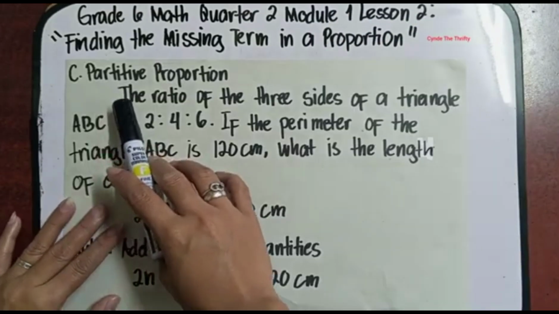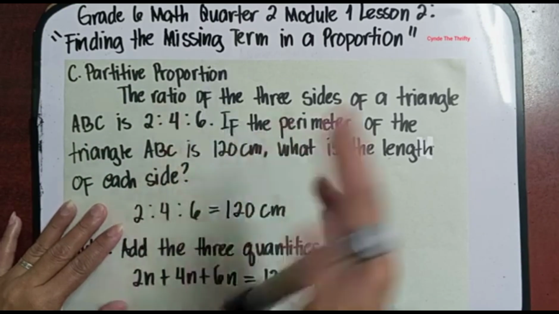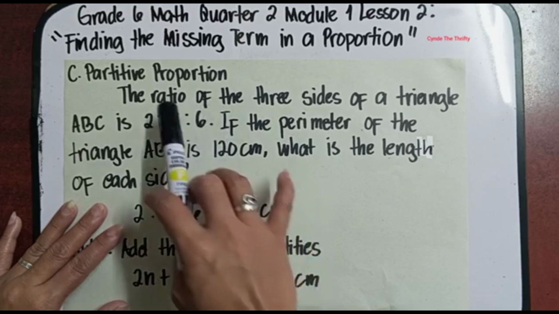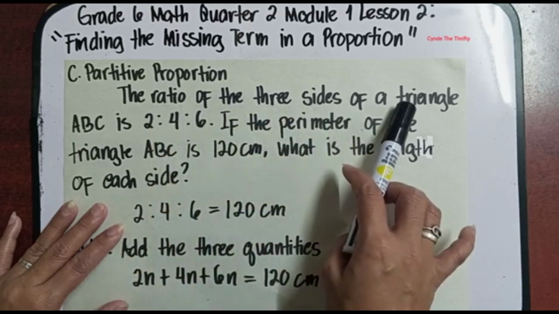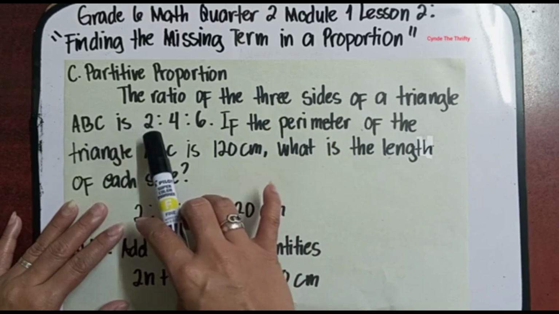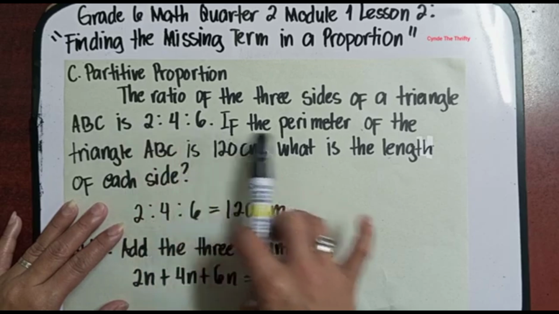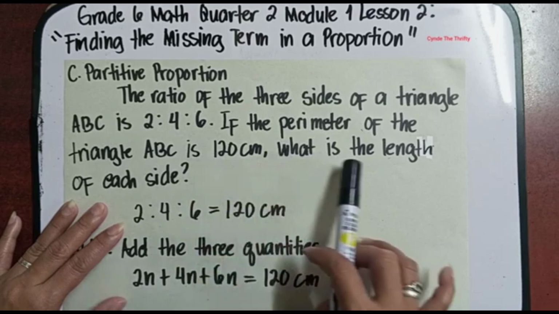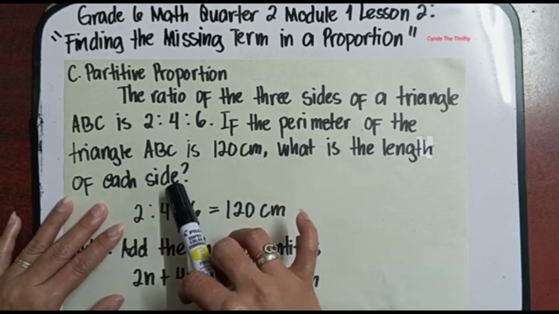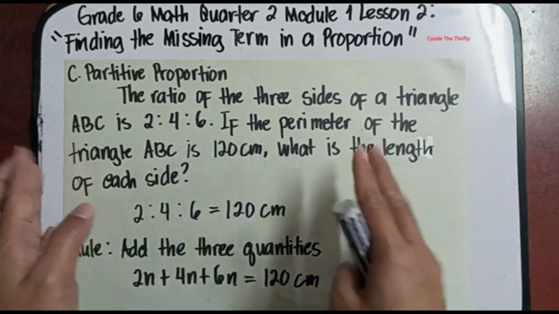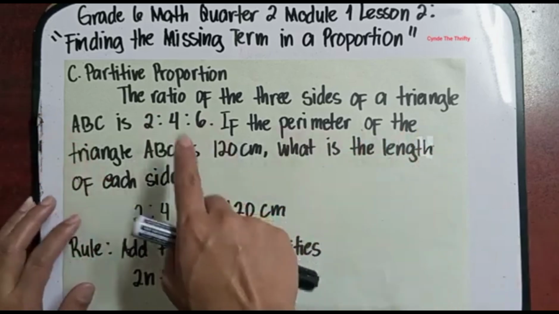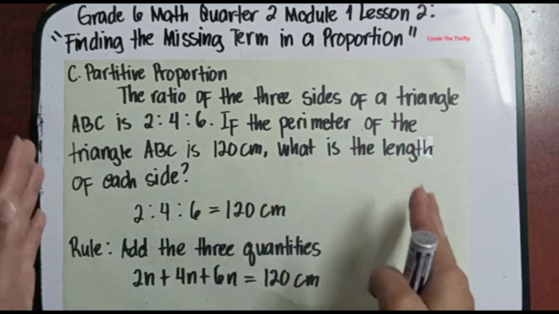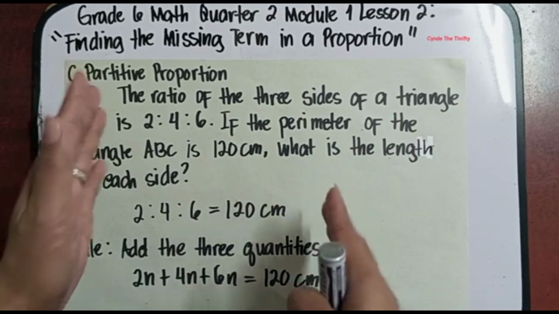Dito naman tayo sa partitive proportion. Okay, so iintindihin natin kung ano yung partitive proportion sa pamamagitan ng example natin ito. The ratio of three sides of a triangle ABC is 2:4:6. If the perimeter of a triangle ABC is 120 centimeter, what is the length of each side? Okay, so meron tayong given na ang ratio ng side ng kanyang triangle is 2:4:6. So kung ang perimeter niya is 120 cm, gaano kataas kaya ang length ng sides ng triangle?